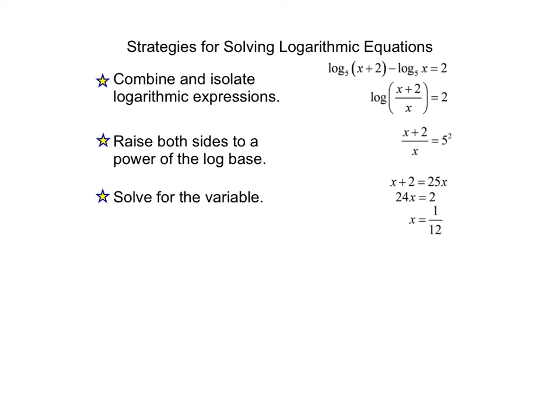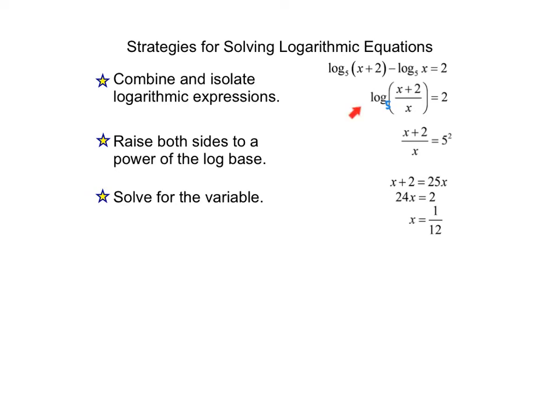Now, I sometimes need strategies for solving logarithmic equations when I cannot get a situation where it says log equals log. In this case, we still combine and isolate the logarithmic expression. So on my left side, I had a difference of logs. The difference of the logs is the log of the quotient. So I have log base 5 of (x plus 2) over x equals 2.